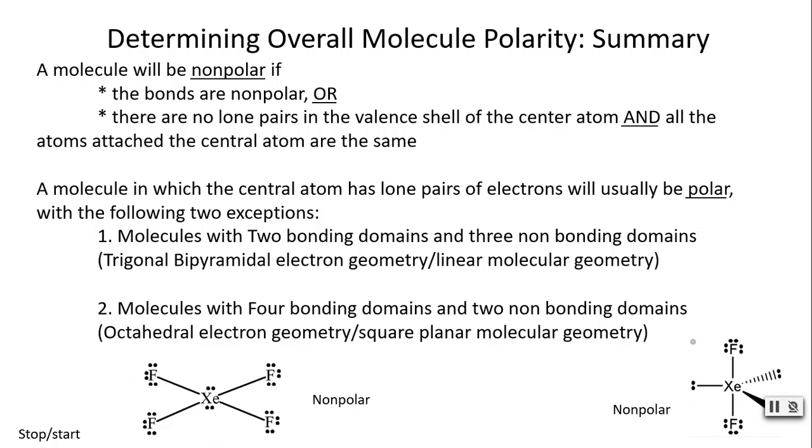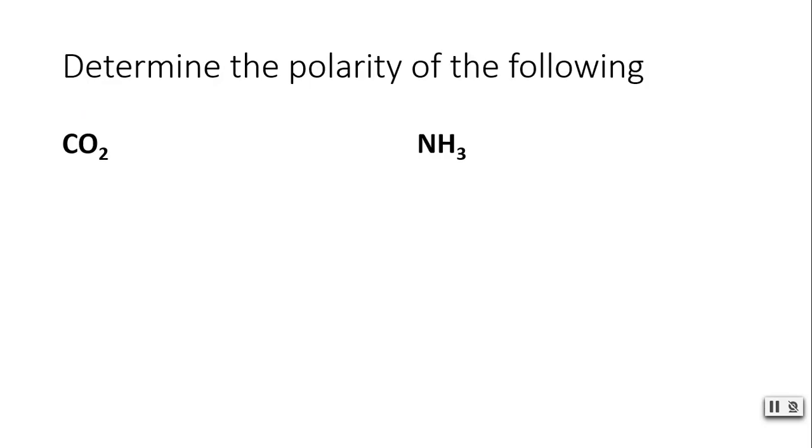But using the qualifications that were listed up here and in the previous slide and videos about determining polarity, let's go ahead and finish our conversation on chapter 8 by determining the polarity of these two molecules, carbon dioxide and NH3. And so how to determine the polarity? It all starts with the Lewis dot structure. So let's go ahead and do those two.